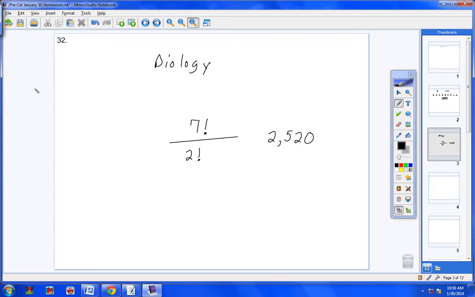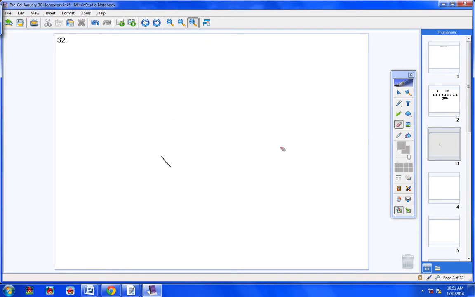I don't think any student has a hard time taking the problem from here to here, just some students have a hard time setting it up. So let's move on now to the last word in number 32. And the last word was mathematics. So one, two, three, four, five, six, seven, eight, nine, ten, 11. So we have 11 total letters.